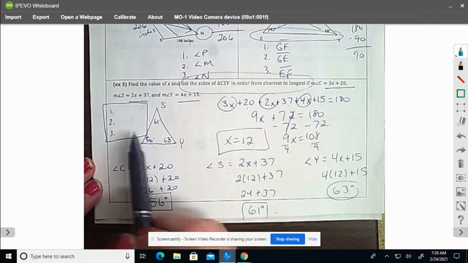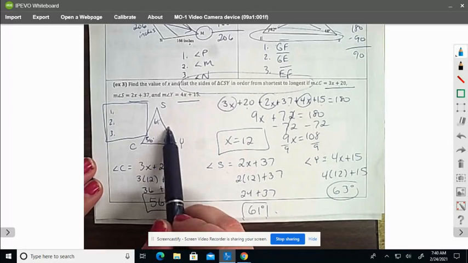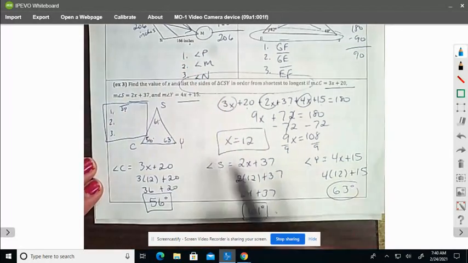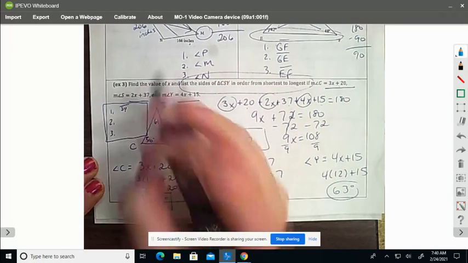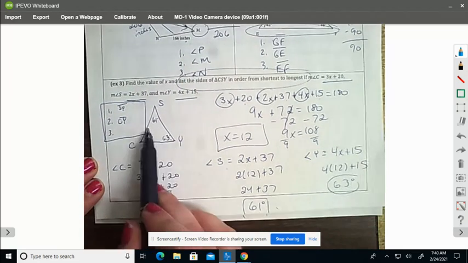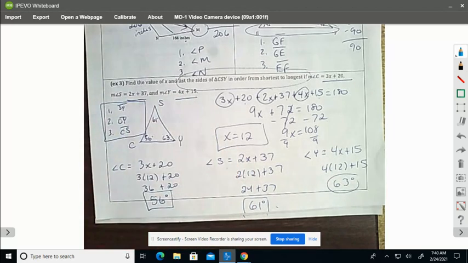My sides from shortest to longest, I want to look for that smallest angle, which is 56. The side opposite it is SY. My next smallest angle is 61. Look at the side opposite it, that's CY. And then lastly, the next side was across from the biggest angle, which would be CS. And if you flip that around and say SC, that's fine too, that doesn't matter.